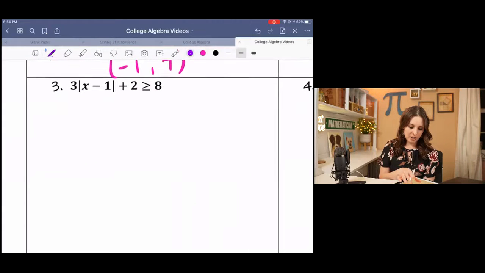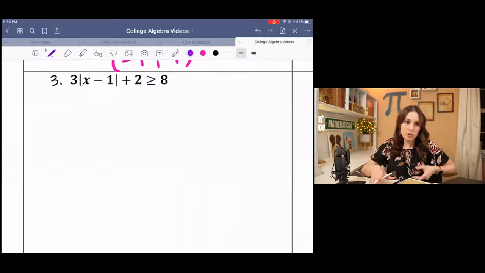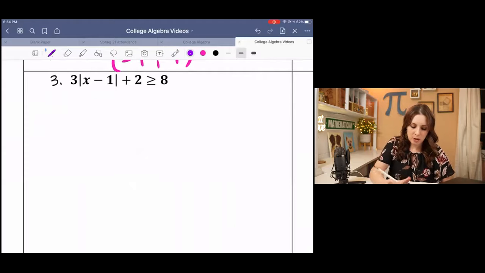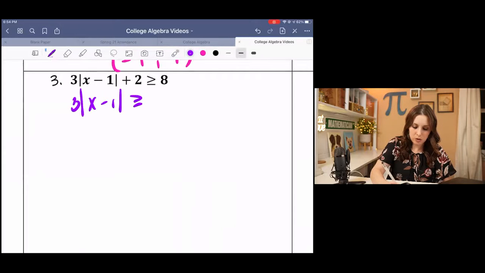Number 3, you are going to want to isolate the absolute value first. So that means we're going to have to subtract 2 and then divide by 3.